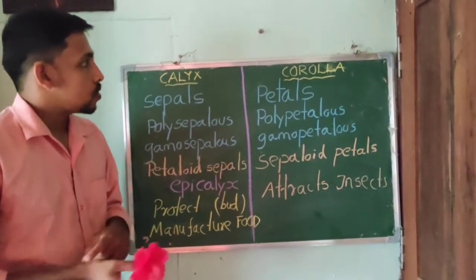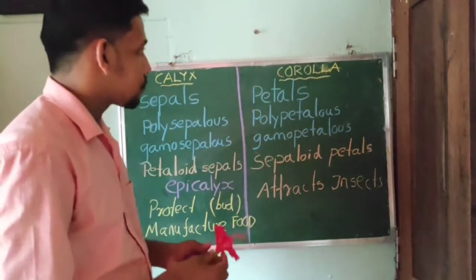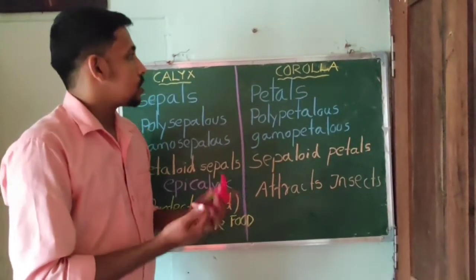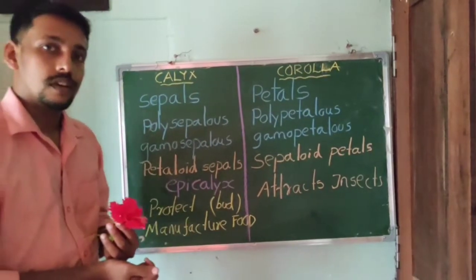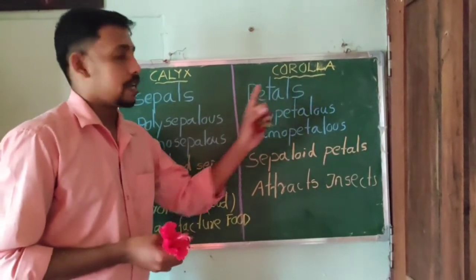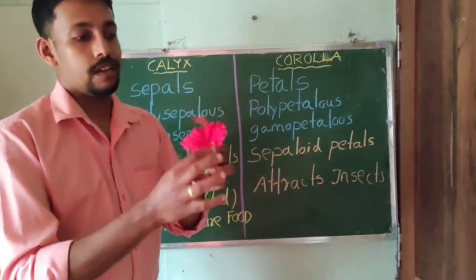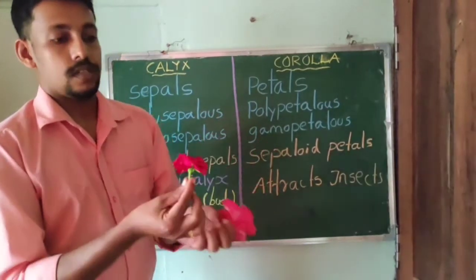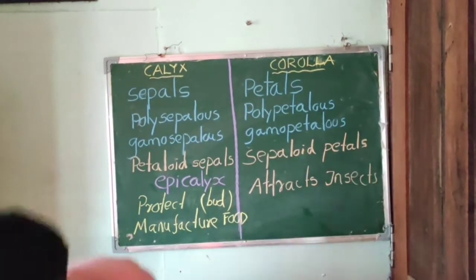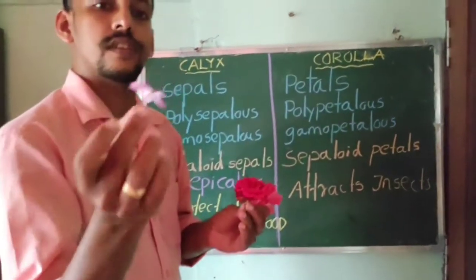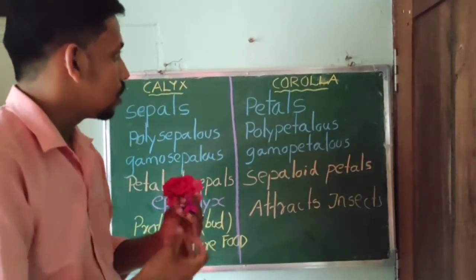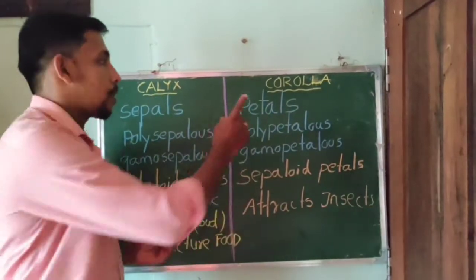Now we are coming to the corolla. The corolla is the second whorl, and it is inner to the calyx. The constituent units of the corolla are known as the petals. These are brightly colored petals. Here also, in another flower, we can see brightly colored petals. The individual units are known as petals.